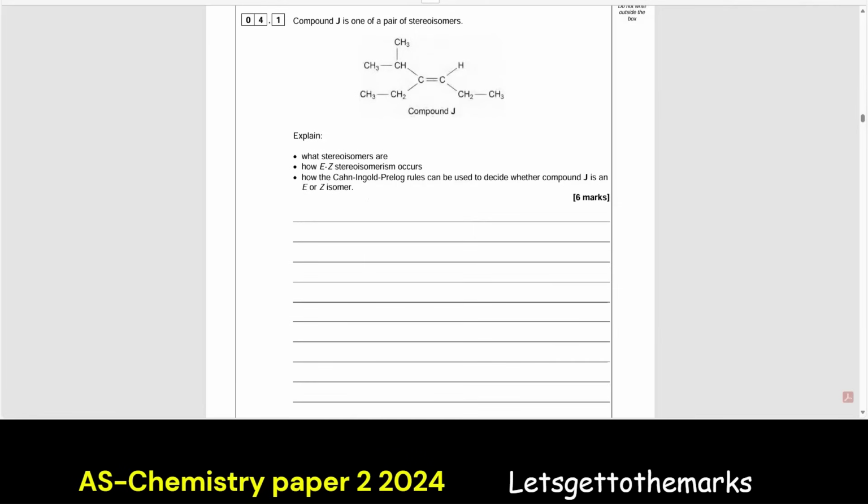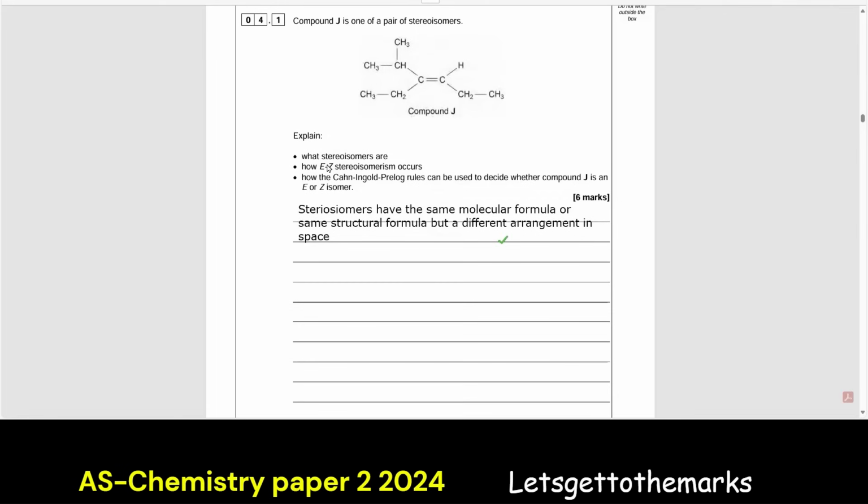So first of all, let's deal with the first bit. What are stereoisomers? Stereoisomers have the same number and type of each element. So we could say same molecular formula, or same structural formula, but a different arrangement in space. So we're really looking at a different spatial arrangement. Same elements, same type and number of each element, but they're arranged differently.